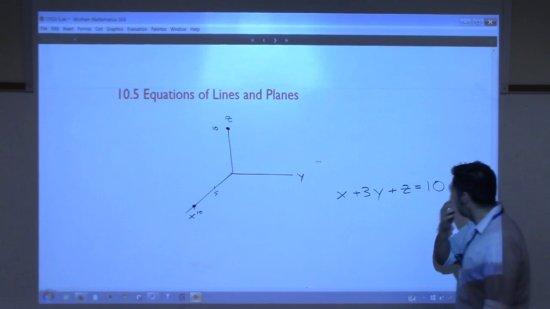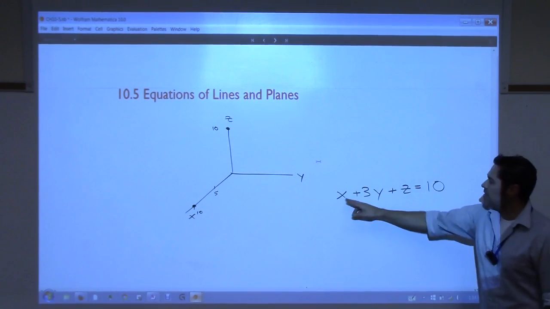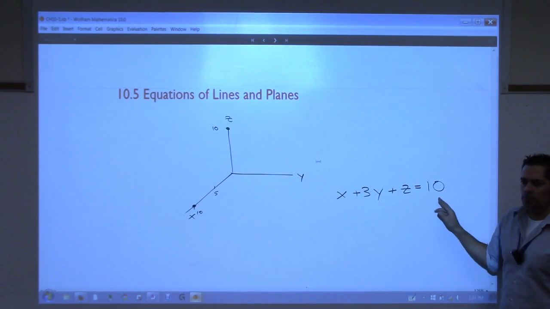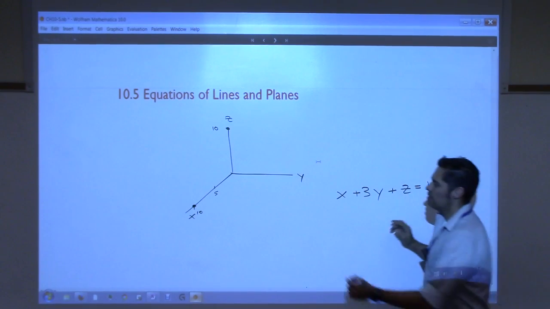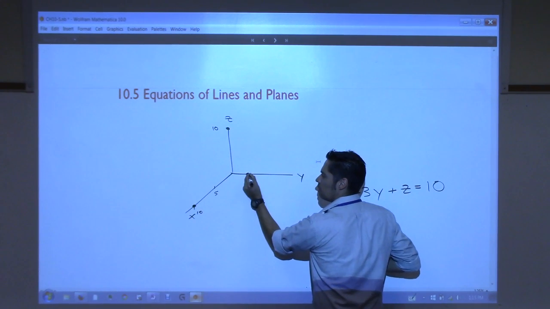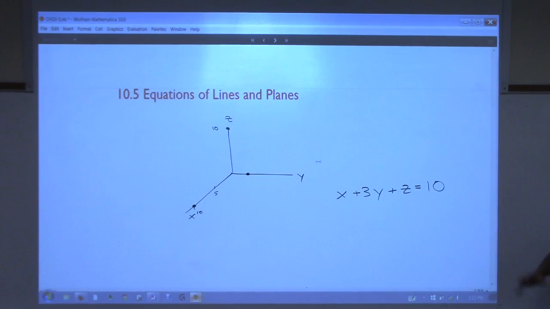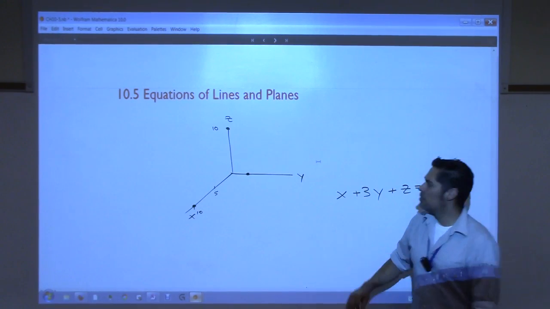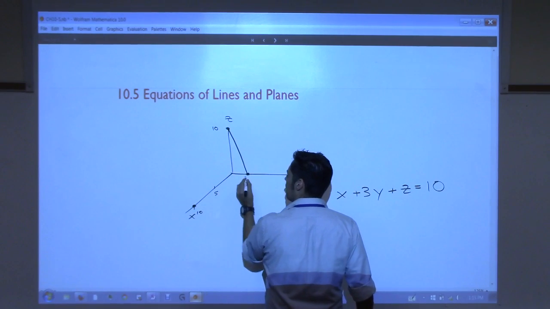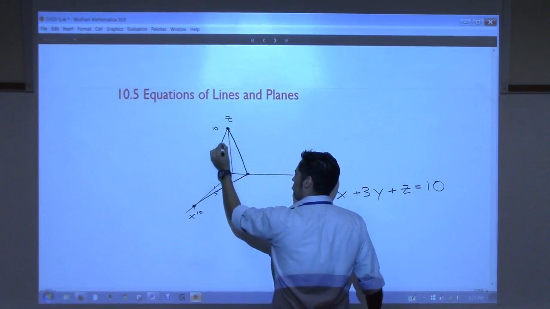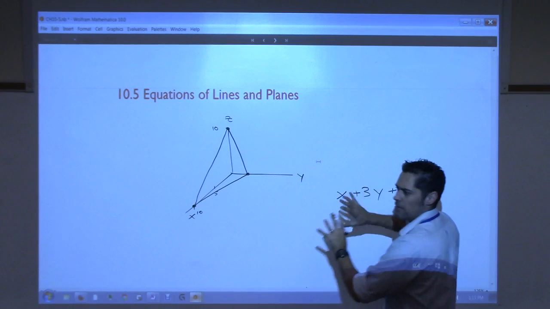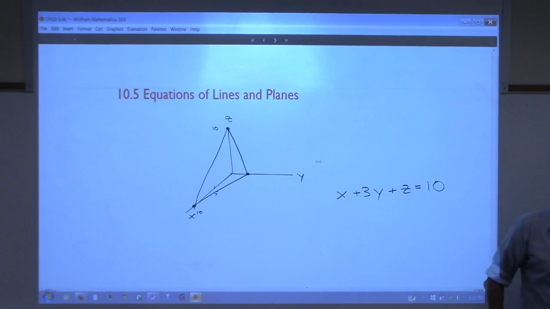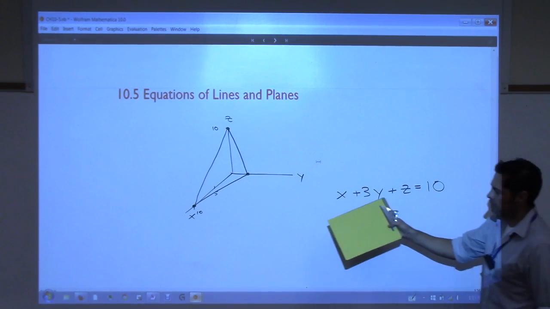And then what if I let x and z be 0? What would y be? 3.333, so something like this? Close enough? If you have 3 distinct points, those define a plane. So we can imagine almost like a triangle between these. And that triangle extended out in every direction would be a plane, a sheet of paper. I brought a plane with me today. There you go. It's a plane.